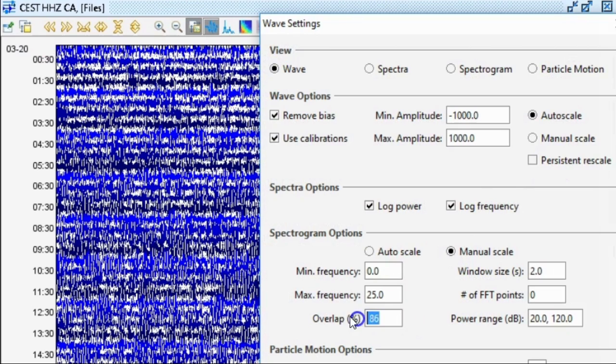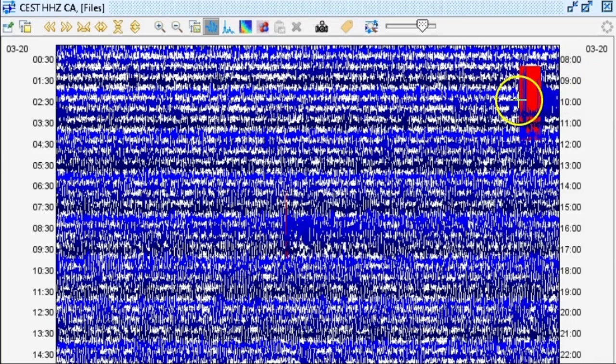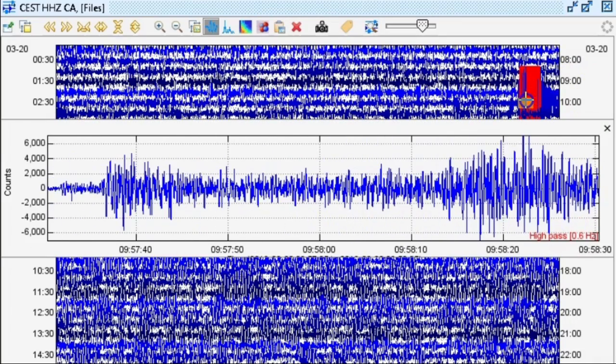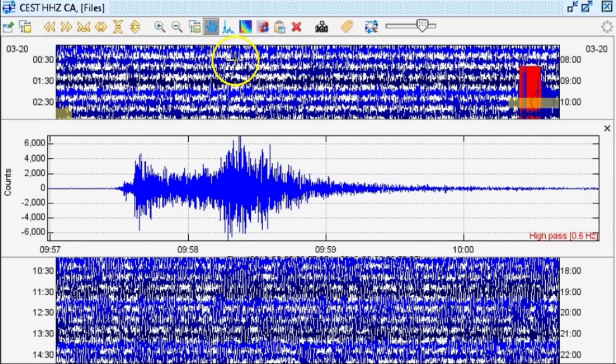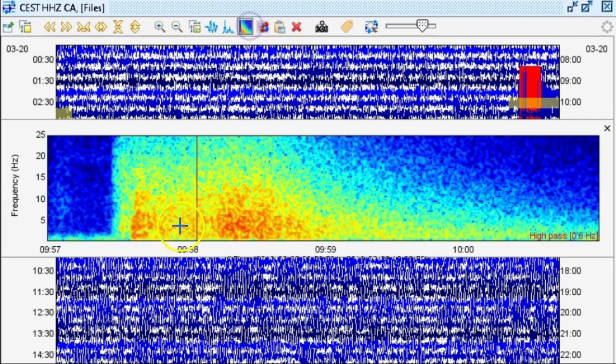Since it's a broadband station, I'm going to do overlap 95 and set a high pass 0.6 hertz filter. Just real quick. And here we go. Here's the magnitude 3.9, which supposedly occurred at 10 kilometers in depth in France. Only going up to about 7,000 amplitude counts on here. Dominant low to mid-range frequencies.